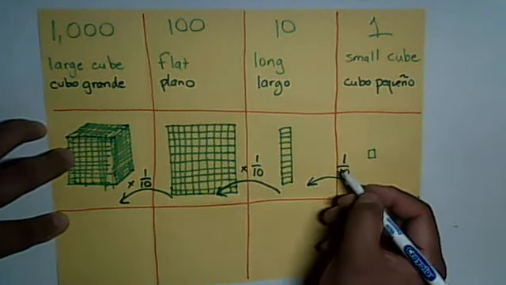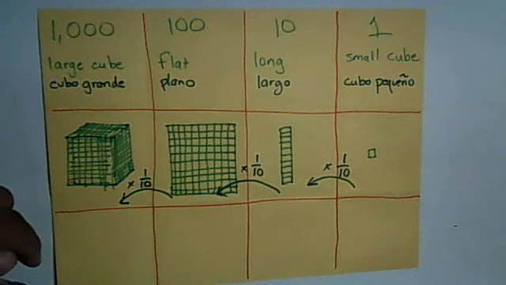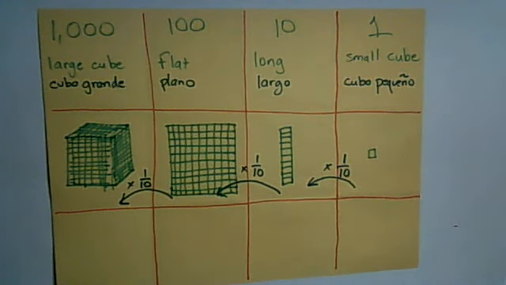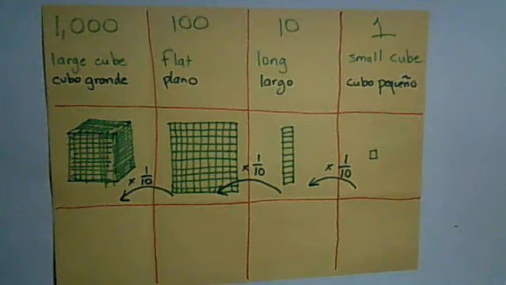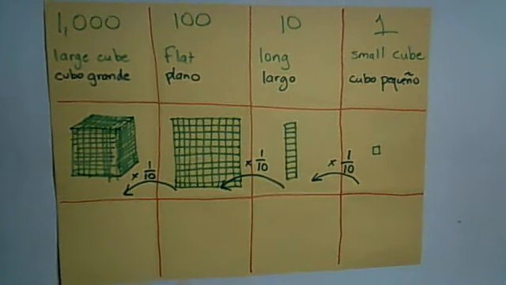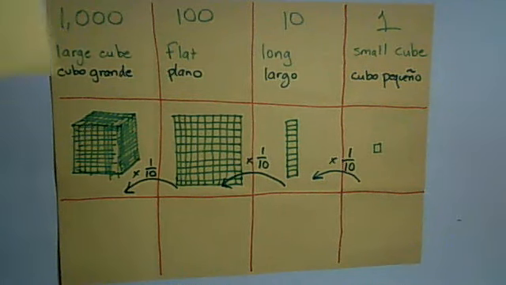So it's times 1/10. Okay? Now I'm going to write the sentence stem. This is the part where we need to write our sentence. And we are going to start with the small cube.